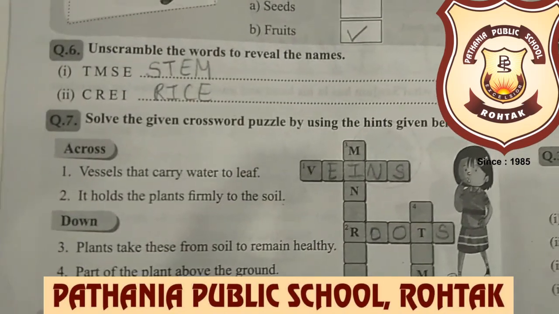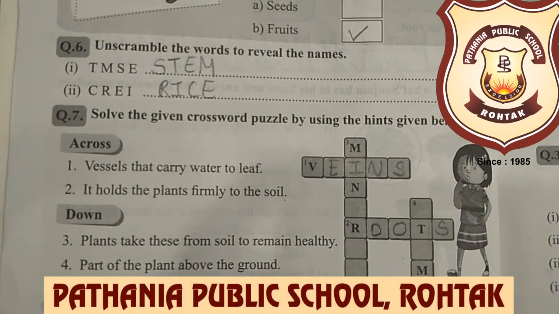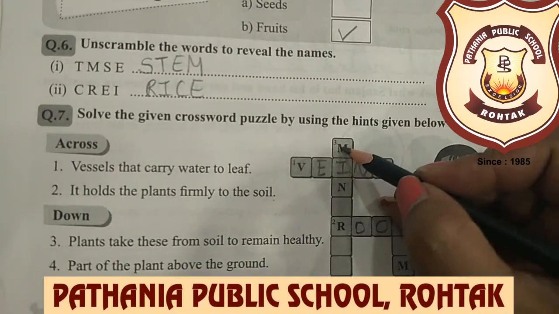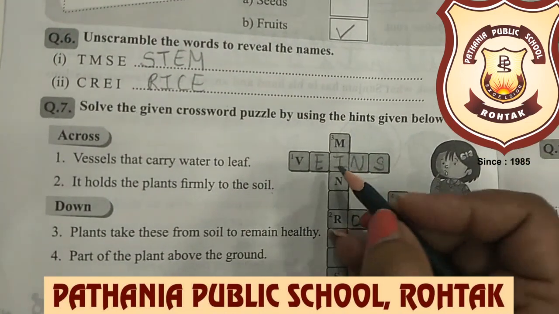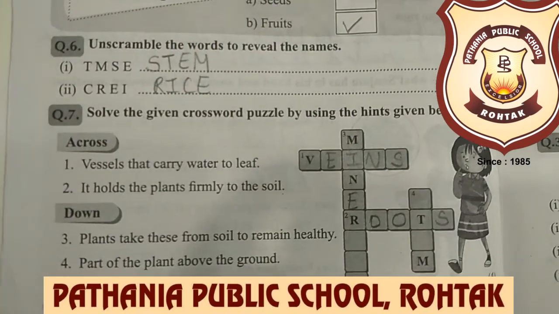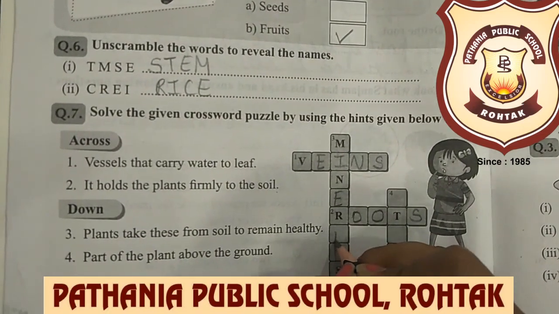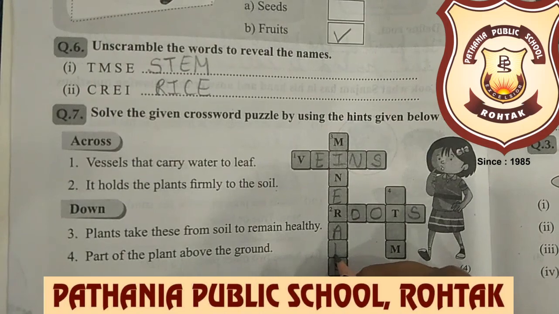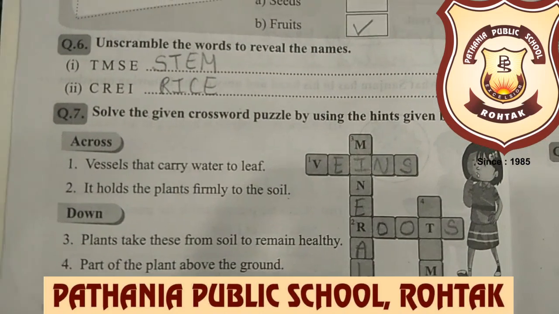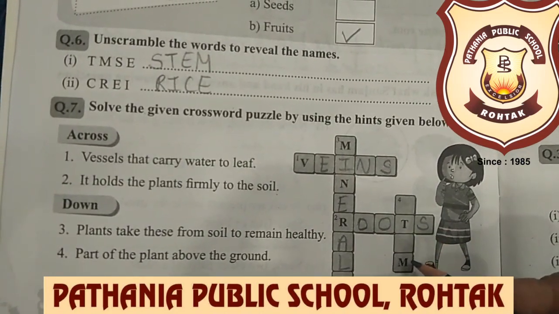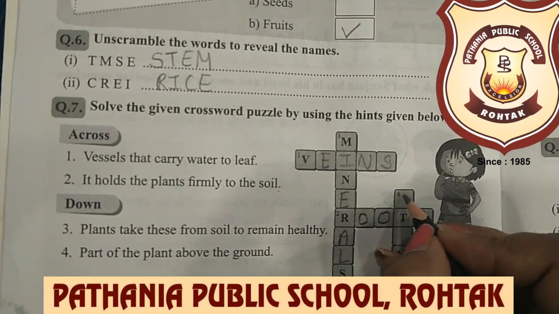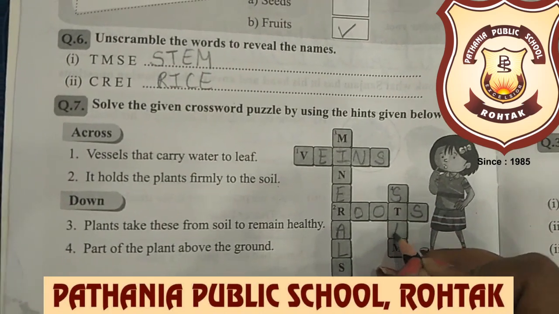Now third, plants take these from soil to remain healthy. Yes, what plants take from soil to remain healthy? Third, starting from M. Yes, minerals. So we will complete the spelling: minerals. Now fourth one is part of the plant above the ground. It is ending with M and it is that part of the plant which is above the ground. So what it can be? Yes, it is stem.